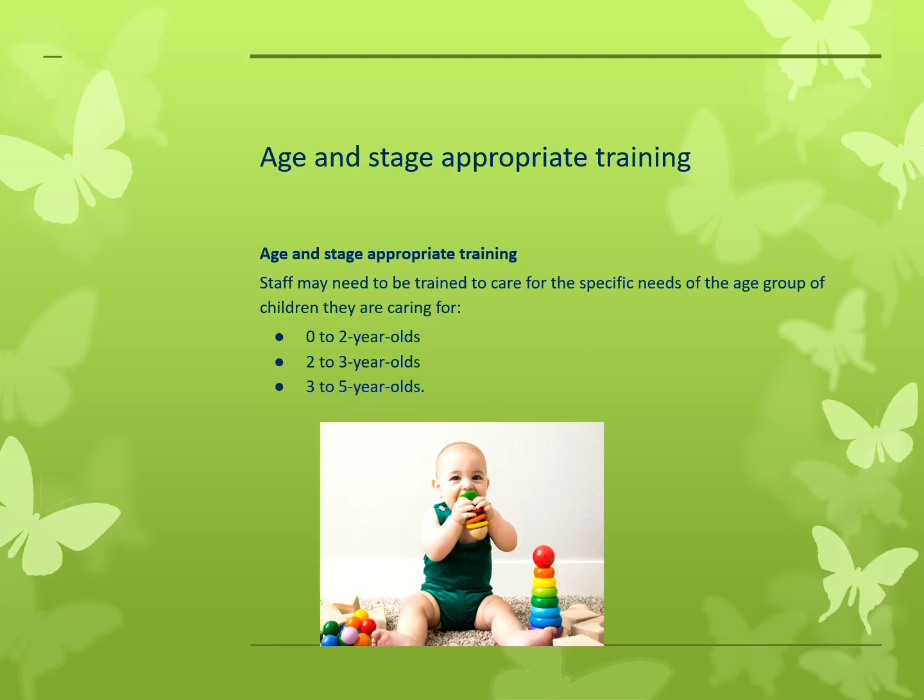Age and stage appropriate training. Staff may need to be trained to care for specific age needs of the age range of group of children that they're caring for. For example, 0 to 2-year-olds, 2 to 3-year-olds, or 3 to 5-year-olds.